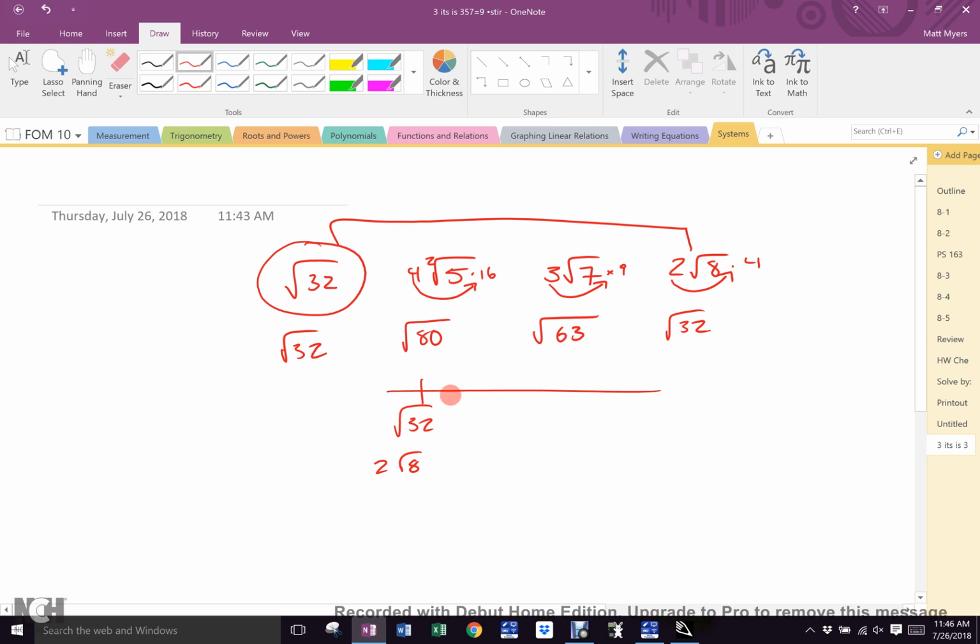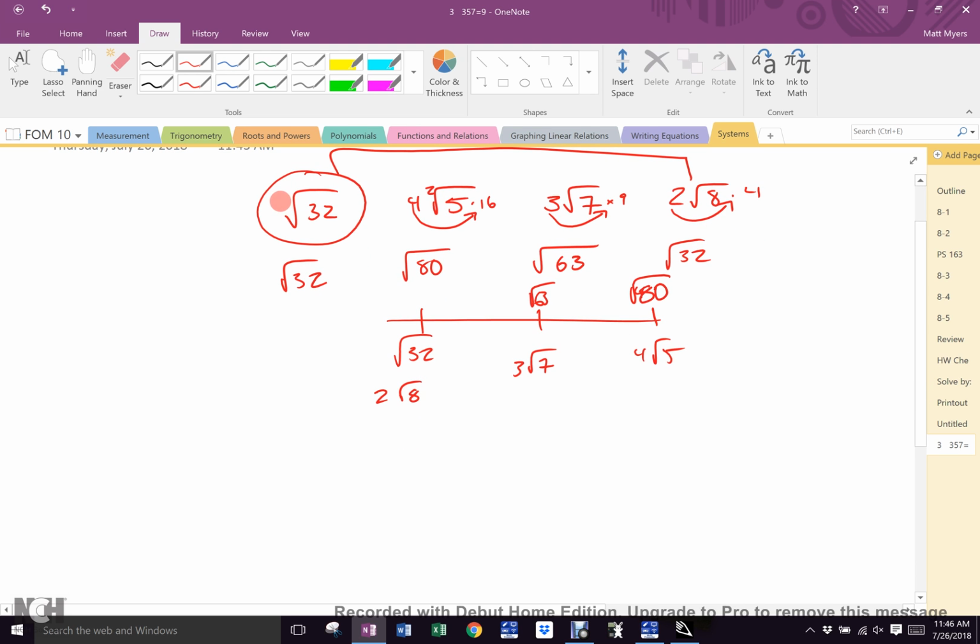What's next on the number line? Obviously root 63, because 63 is smaller than 80. So the next would be 3 root 7, and then 4 root 5, because root 63 is there, and root 80 is there. Now, if the question has a cubed root involved, then you have to understand the math, right? You have to say, oh, wait a sec. The cubed root of 32 has to be a little bit more than 3, because the cube root of 27 equals 3, and that's a little bit past 27.